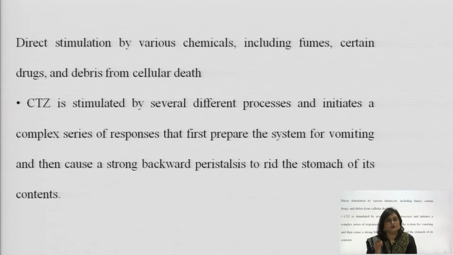What happens once the chemoreceptor trigger zone is stimulated? Several different processes get initiated. These form a series of complex responses that first prepare the system for vomiting. They cause a strong peristalsis, that is, a reverse outward motion of the content present in our stomach, hence it gets expelled out.